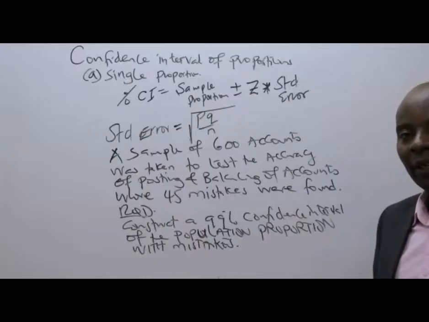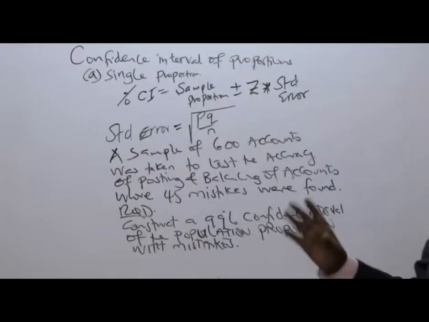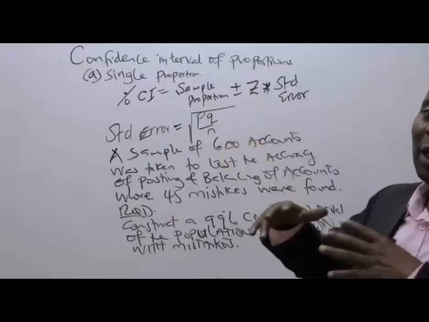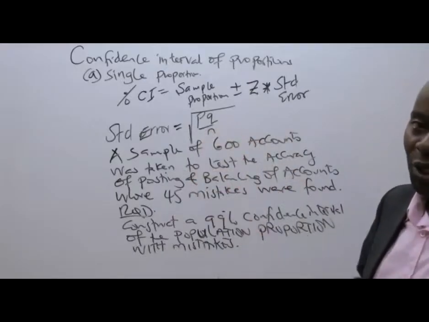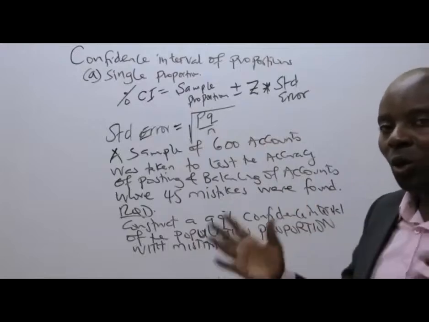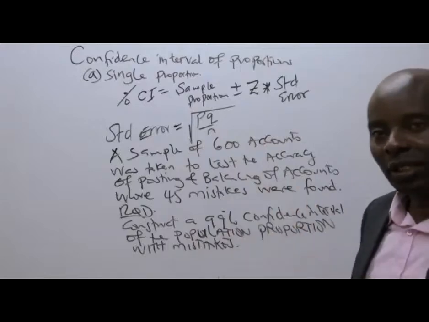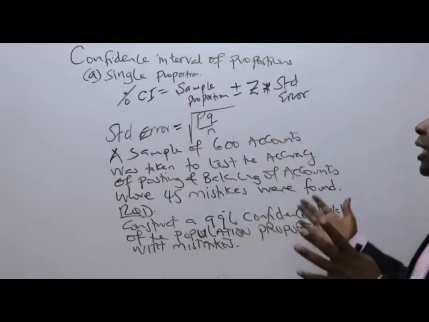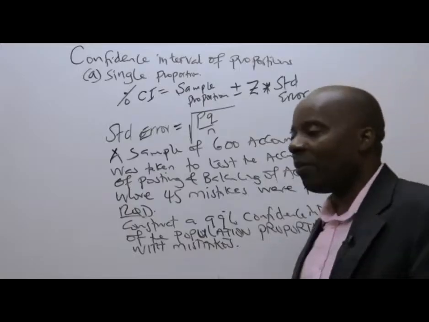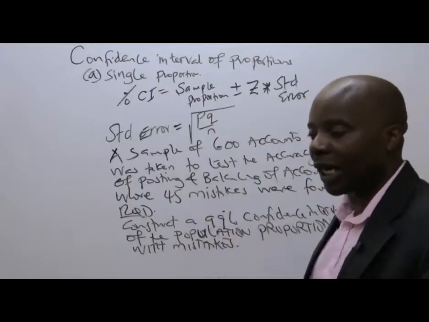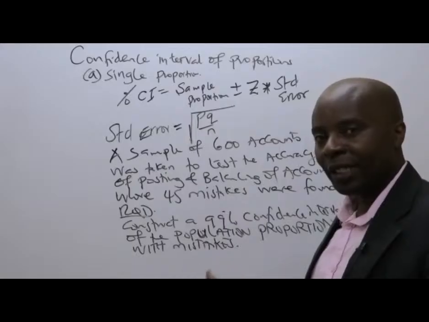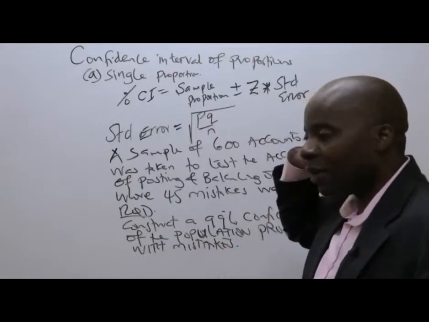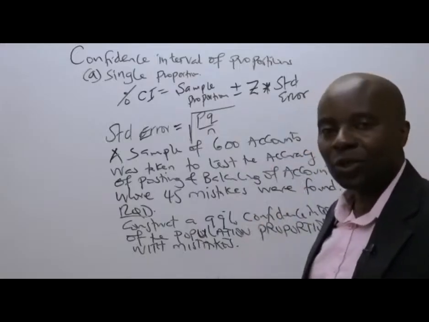Now, ladies and gentlemen, we have here a sample. We could be a big company with so many ledgers, but of course we can't carry out a census. It would be very expensive. So here we've taken a sample of 600 accounts, and out of these 600 accounts, 45 of them have mistakes.